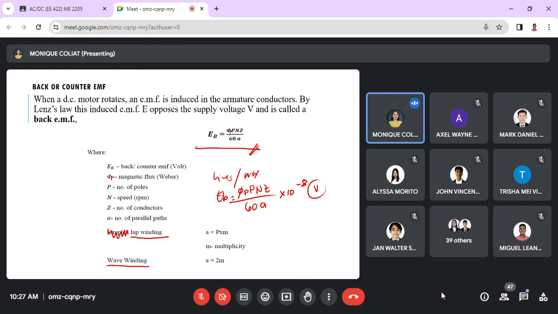So, if your flux per pole is in terms of lines or Maxwell, just multiply by 10 raised to negative 8 and that's your EB. Same as the generator. This is only called back EMF because it is now at the output part. The rotating part is now the output part, unlike the generator where the rotating part is at the input, right?